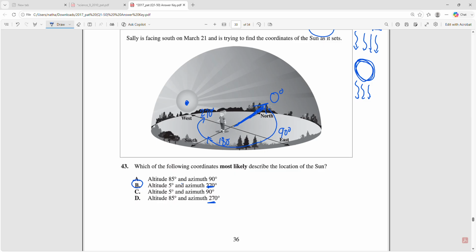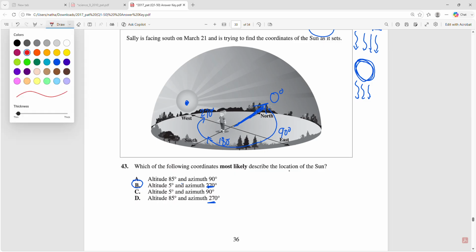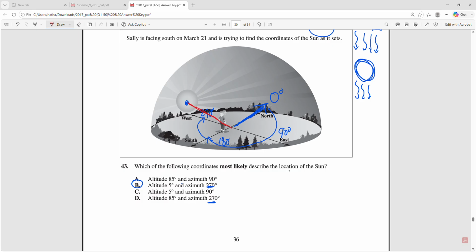Then her altitude is going to be the angle from the horizon to this object. So we can see that this object is low in the sky, so that would be a very small angle. So something like 5 degrees would make sense. Our other option was 85 degrees. If 90 is straight up, 85 degrees would be somewhere right here, right? From the ground up, that would be 85 degrees to get up to here. But our sun is not here, it's down here. Okay, so that's a small angle, 5 degrees. So here we go. Altitude 5 and azimuth 270.